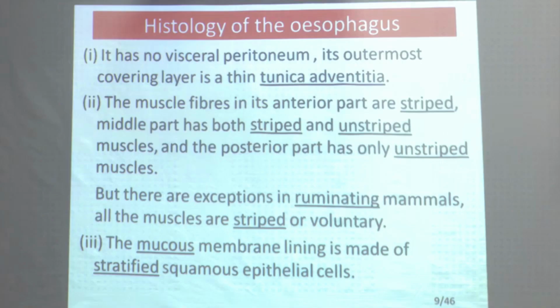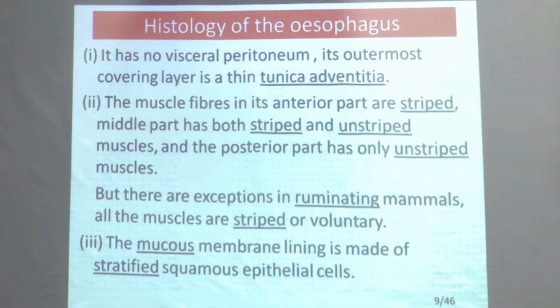But there are exceptions in ruminants, in cattle which are grazers in nature, like cow and buffalo. In ruminant mammals, all the muscles are striped, or voluntary. Okay, this is all about the three layers.